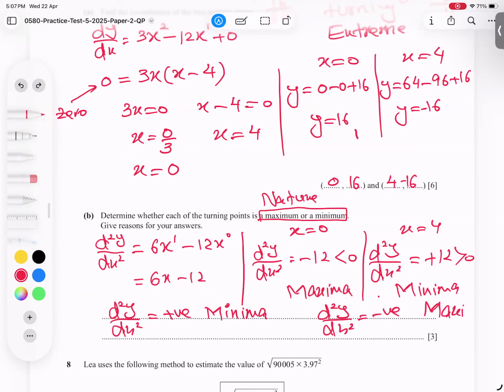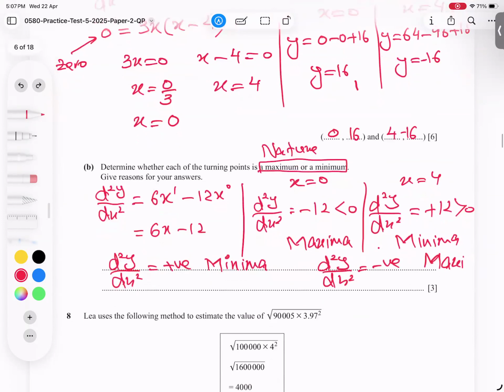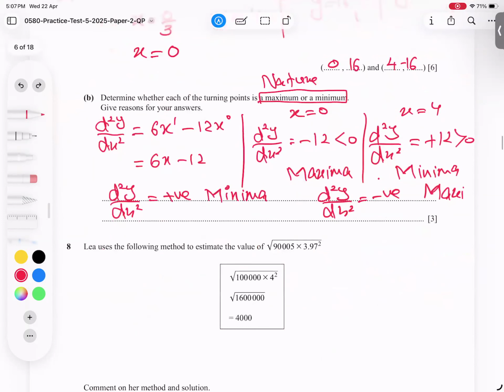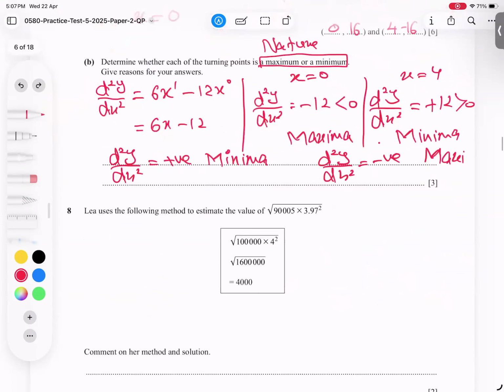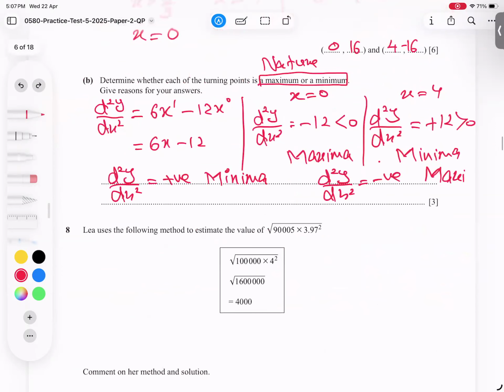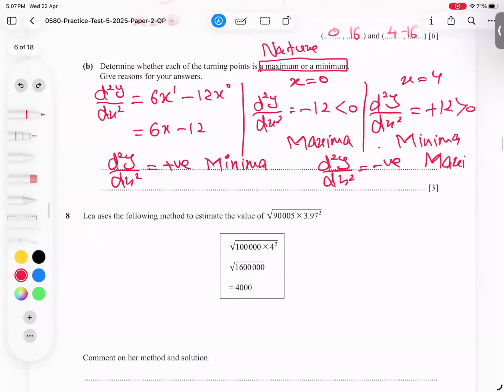And he said to give the reason for whether these turning points are maximum or minimum. Okay, so this is clear. And question number 8. He's saying Leah uses the following method to estimate the value.